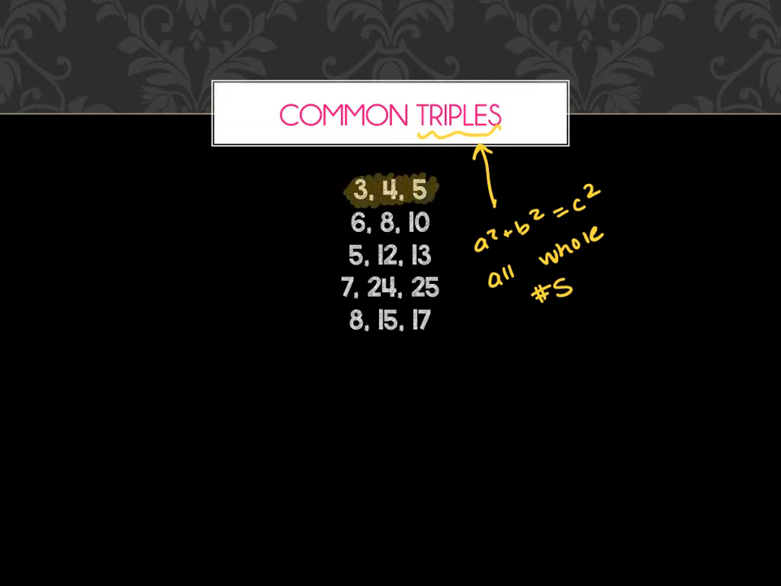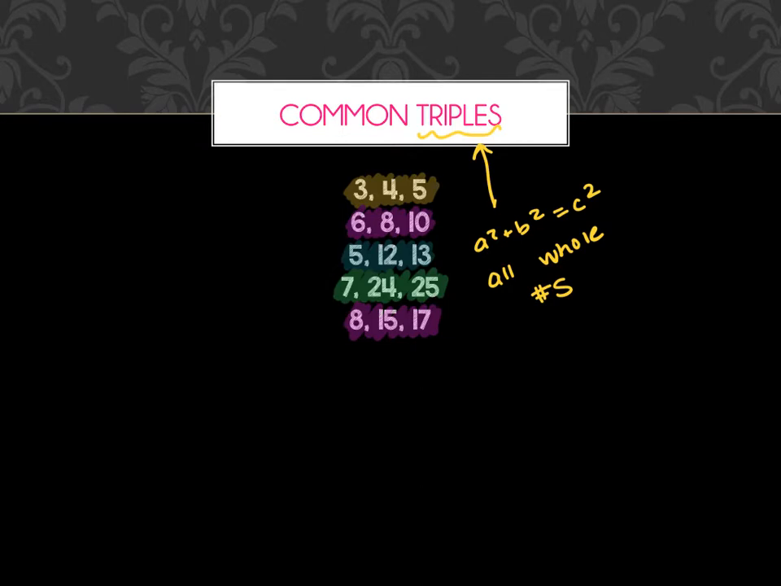3, 4, 5 is one. 6, 8, 10 is another. 5, 12, 13. A little less common, but still good to know, 7, 24, 25, and 8, 15, 17. So that one's just hard because something like 17 squared is hard to break down. It would be only 17 and 17.